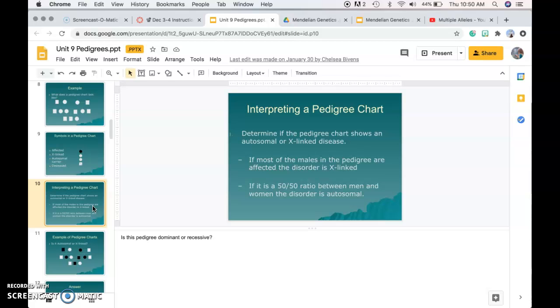So when you're interpreting a pedigree chart to determine if the pedigree chart shows an autosomal or X-linked trait or disease, if most of the males in the pedigree are affected, the disorder is X-linked. If there is 50-50 between men and women, then the disorder is autosomal. So what that means is if most of the guys in there are the ones that are affected, you're going to find that on the X sex gene. If it's not, if it's 50-50, like men and women have it, then it's autosomal. So it could be on any of the other genes, not just the sex gene.